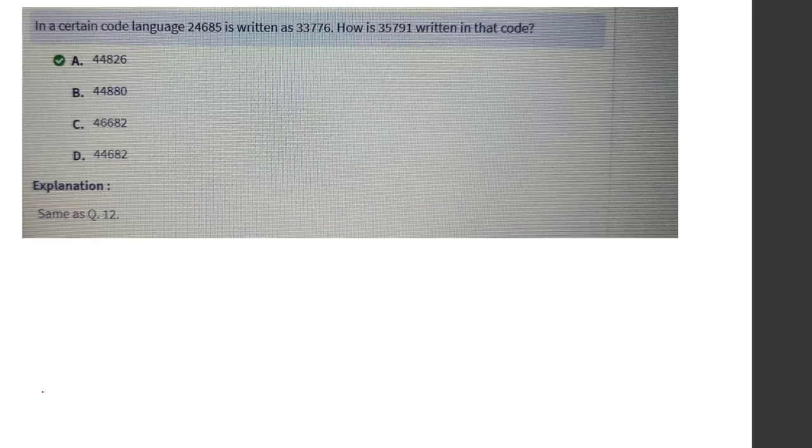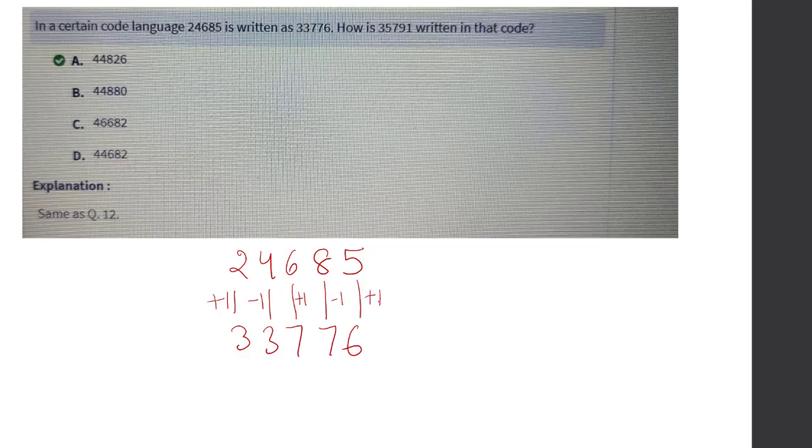Okay, the third doubt that was sent to me was this: in a certain code language, 24685 is written as 33776. How is 35791 written in that code? The example given to us is very easy. Because 2 plus 1 is 3, 4 minus 1 is 3, 6 plus 1 is 7, 8 minus 1 is 7, 5 plus 1 is 6. And I wanted the code for 35791. So the pattern is plus 1, minus 1.